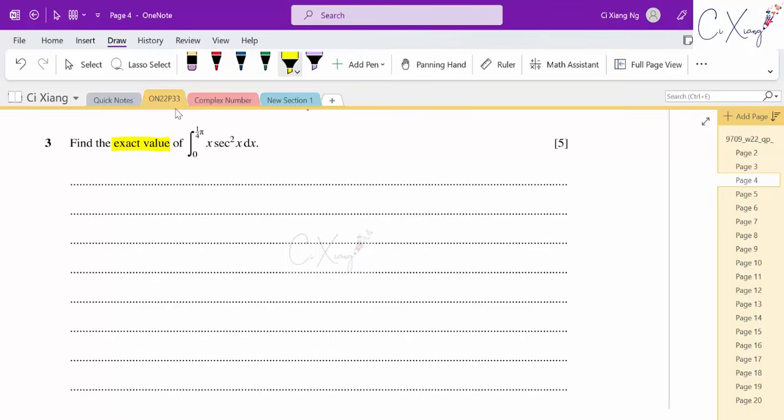Okay, if we have a look at the question here, we have the integration, and inside the integration we have x and also secant square x. It is actually the product of two functions, I would say. So we are having x multiplied with secant square x. For this kind of question, when we want to integrate a product of two functions, we have to apply integration by parts.